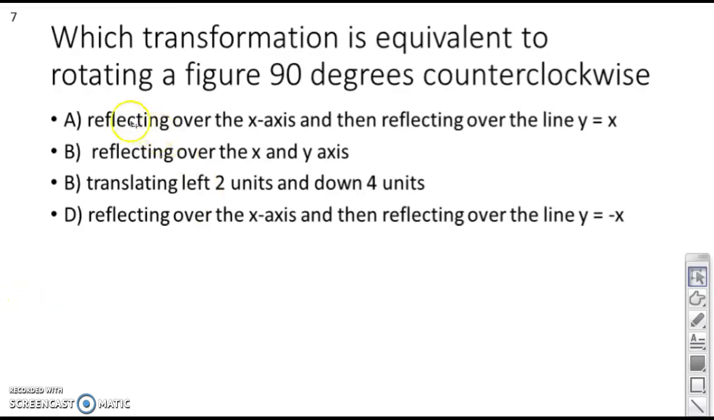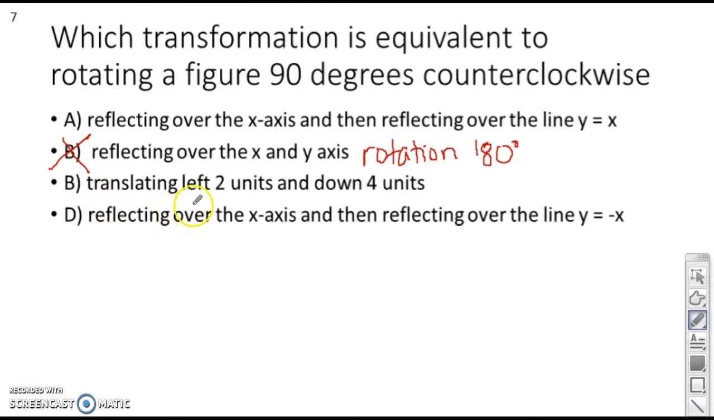So, for example, B says reflecting over the X and Y axis. I know that if I reflect over both the X and Y axis, that's a rotation of 180 degrees. That's not going to be a rotation of 90, so I'm going to go ahead and throw that one out.